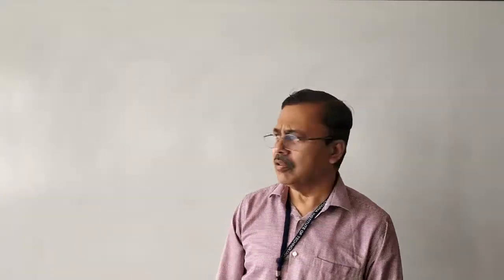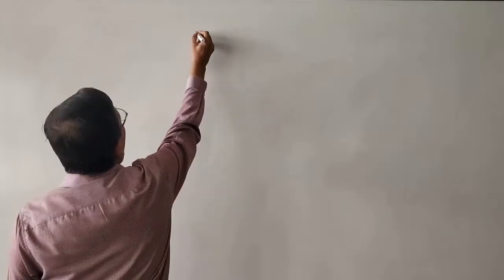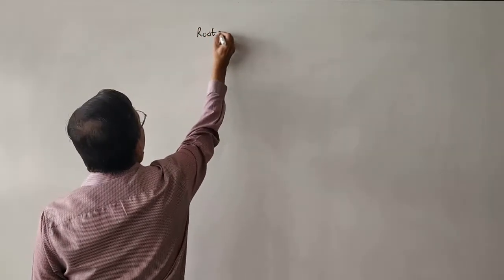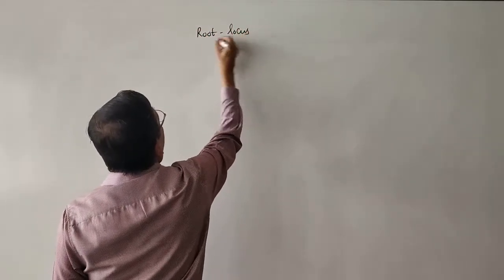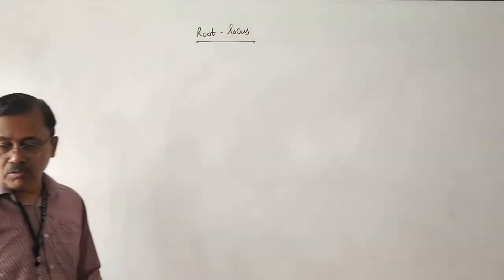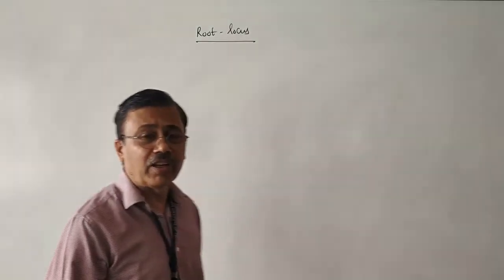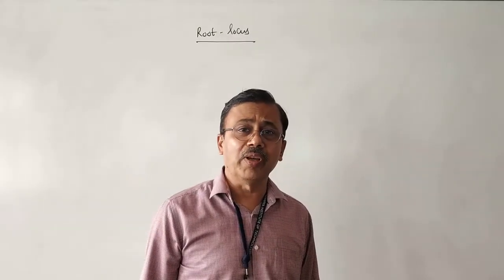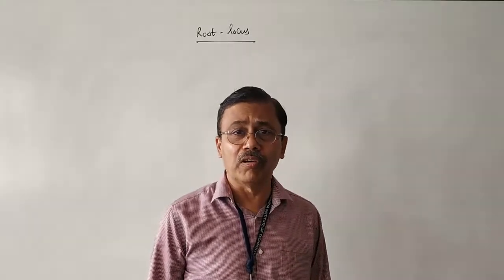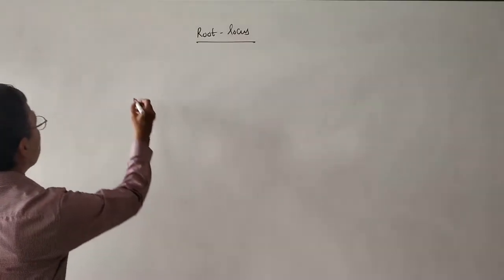Dear students, I will teach you a few topics in control systems. Let me start with root locus. Root locus is defined as the locus of the roots of the characteristic equation as system gain k is varied from 0 to infinity. So just spell it down.